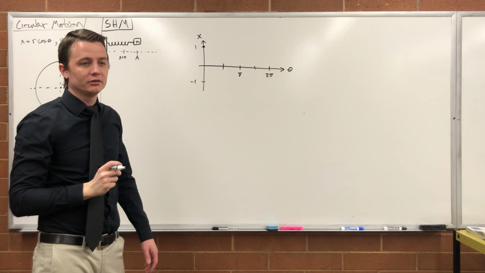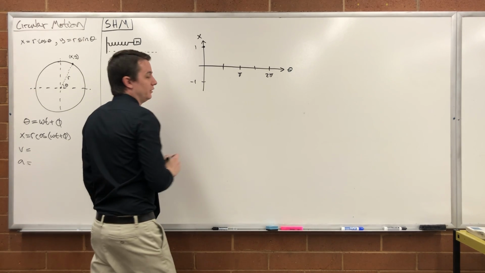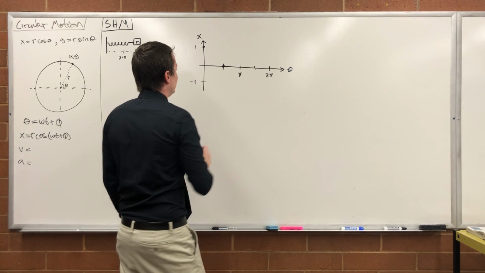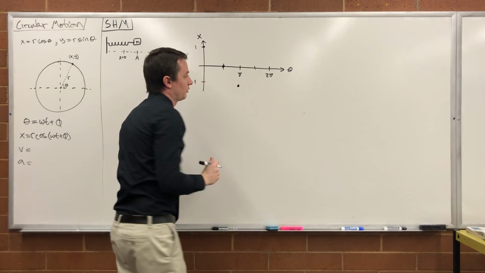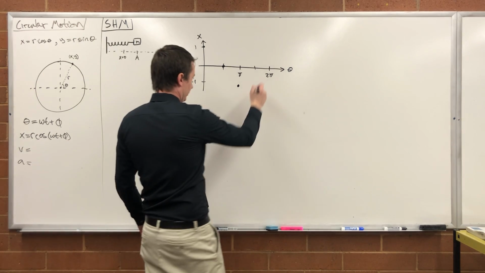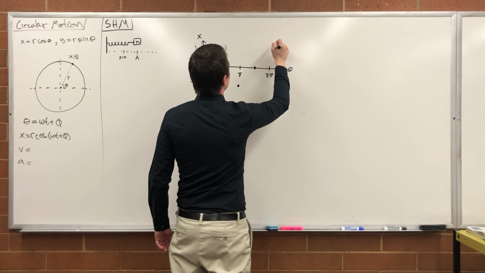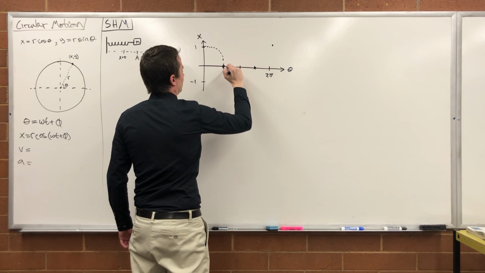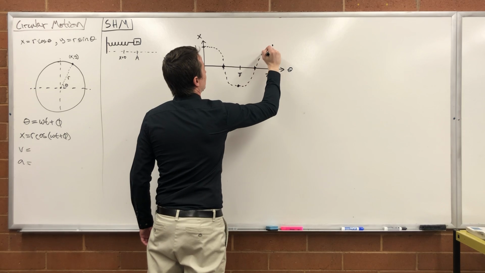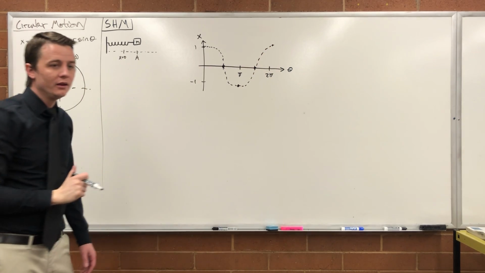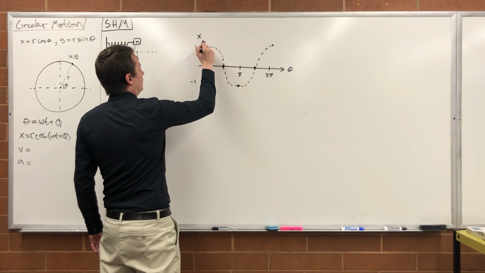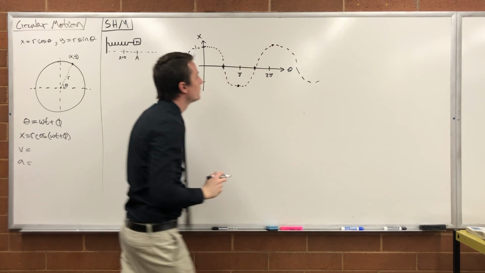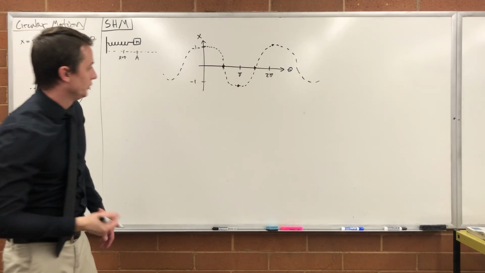What's cosine at pi halves? 0. What's cosine at pi? Negative 1. What's cosine at 3 pi halves? 0 again. And what's cosine at 2 pi? 1 again. And if we were to plot a bunch of points, it would look roughly like this. And it extends to infinity in both directions. Right? Okay.